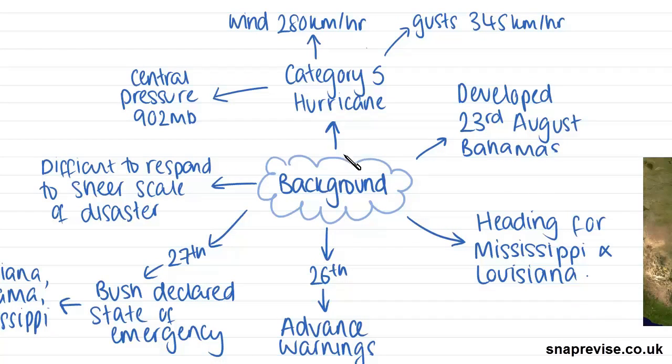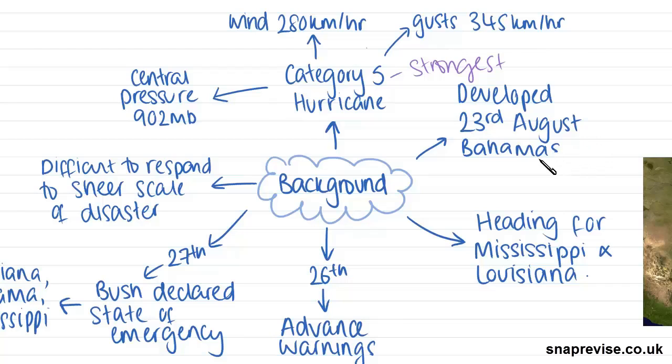So the hurricane was a Category 5 hurricane, it's the strongest type of hurricane possible. It had a central pressure of 902 millibars, a wind of 280 kilometers an hour, and specific gusts of winds blowing at 345 kilometers an hour. So you can tell this was a major storm.